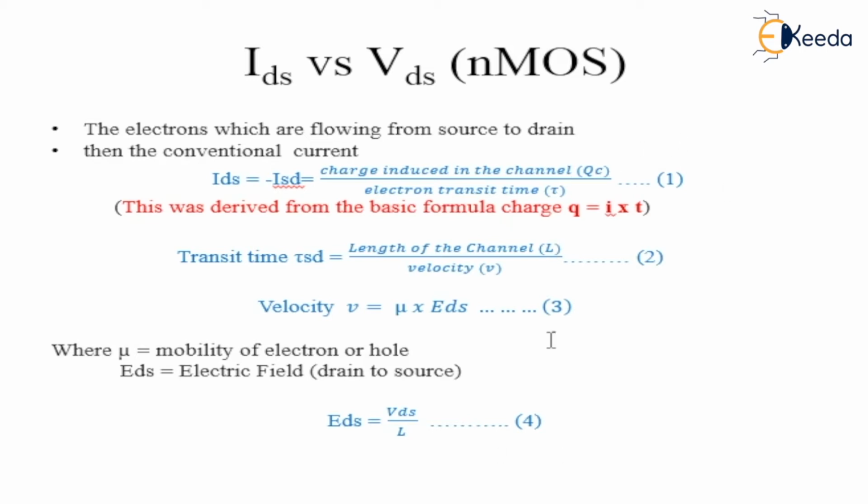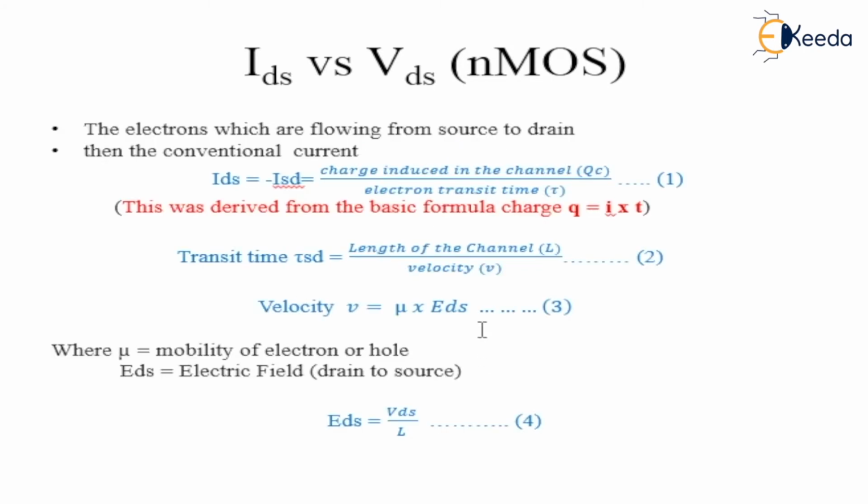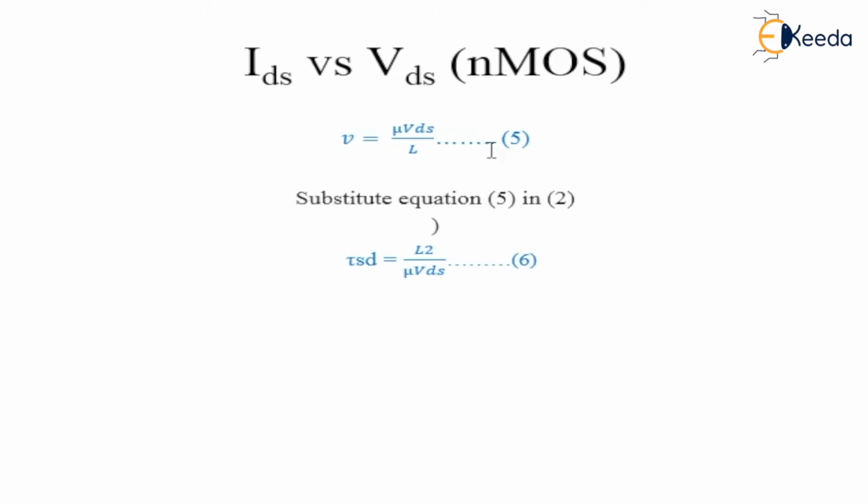So these 4 equations will be very important in calculating our saturation currents as well as non-saturated currents. Next, velocity V is equivalent to mu into VDS by L. How did velocity become mu into VDS by L? Simply, I am substituting VDS by L in place of E in the formula. So by substituting VDS by L in EDS, velocity becomes V is equal to mu into VDS by L. Now consider it as equation number 5.